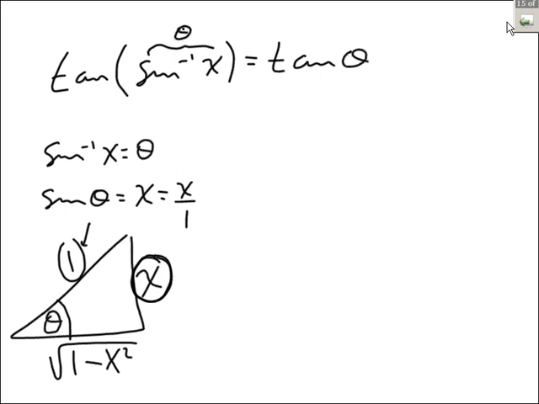Now, simple, we want the tangent of this angle. Tangent of theta is opposite over adjacent. It's x over the square root of 1 minus x squared. That problem is now done.